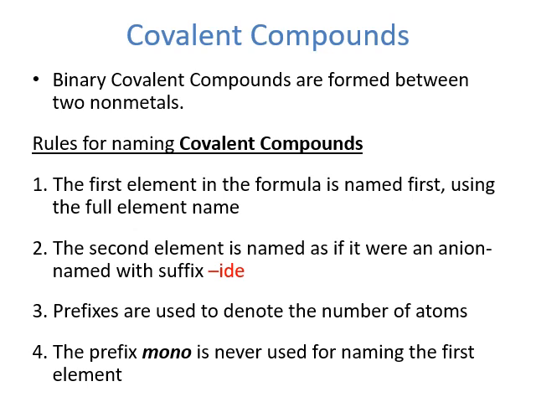Next, the naming rule for naming covalent compounds. Covalent means that the compound is formed between 2 nonmetals, both are nonmetals. The first element in the formula is named first using the full element name, and the second element must have the suffix -ide, as if it is an ion. A prefix is used to denote the number of atoms. The prefix mono is never used for naming the first element.